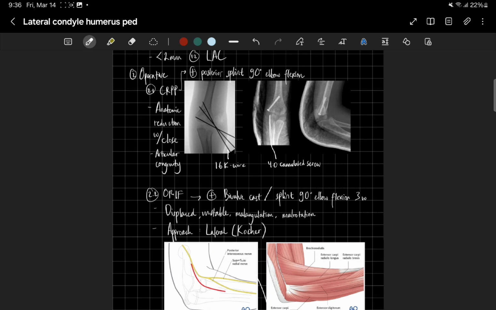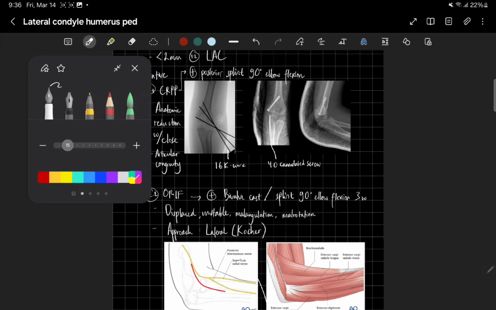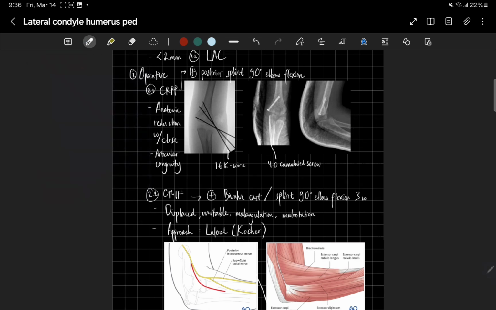I got it from Google, so in the pictures, we can do two or three divergent K-wires or one cannulated screw.